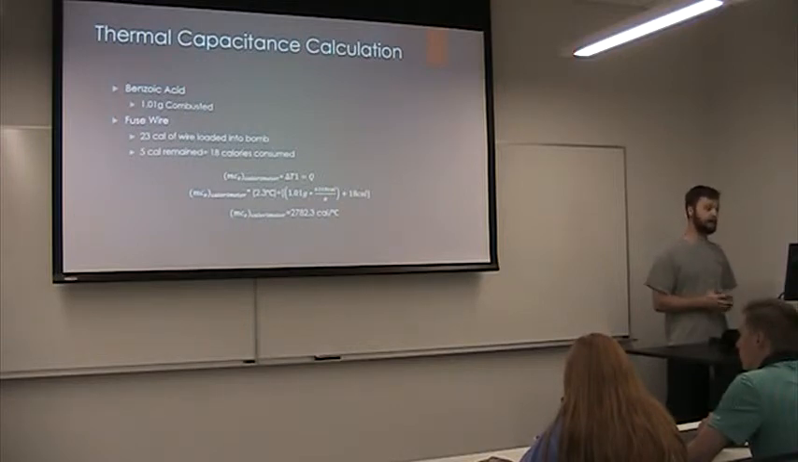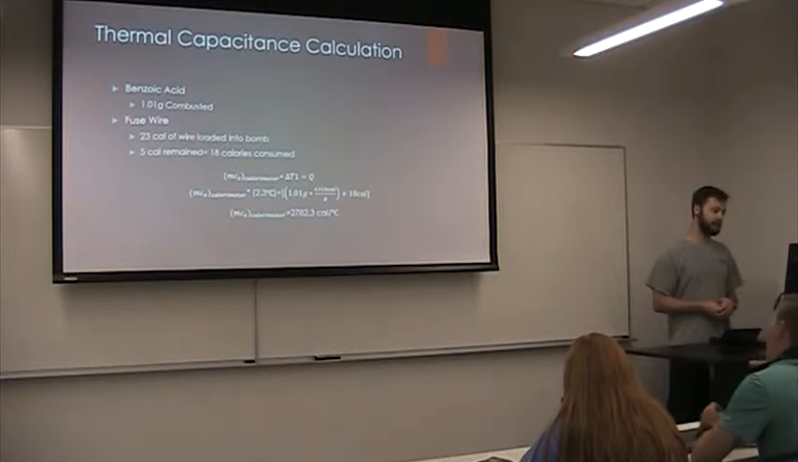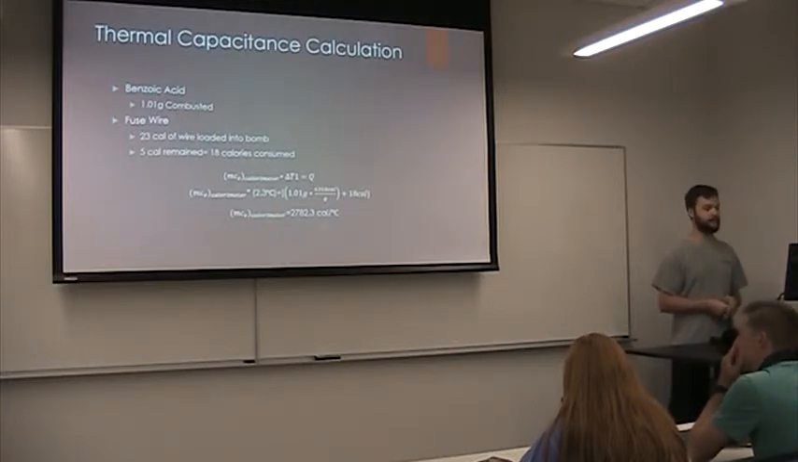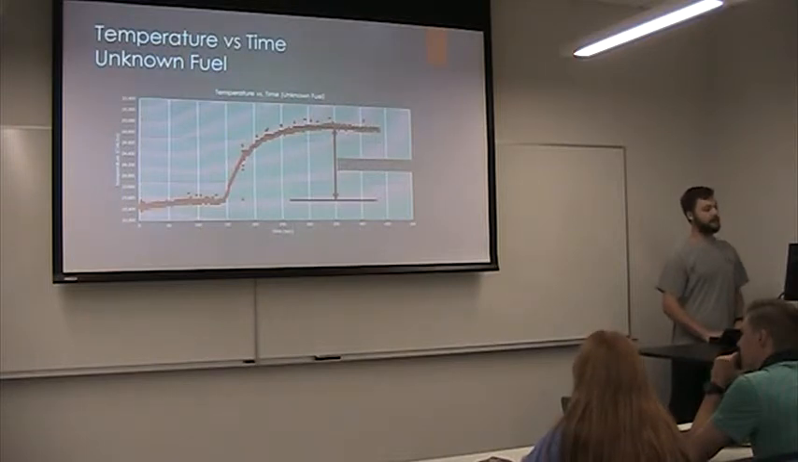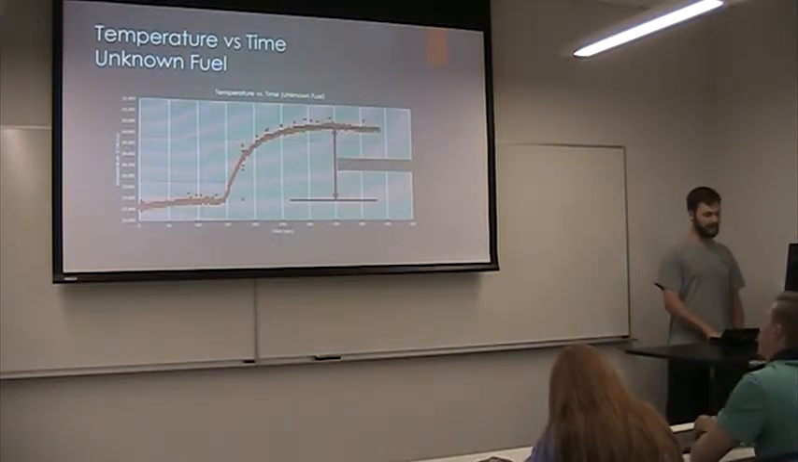We measured out 23 calories of wire that was loaded into the bomb. After the process, after the explosion, there were about 5 calories remaining, so we had 18 calories consumed. Plugging all those known values into our equation, I got a thermal capacitance of about 2,700 calories per degree Celsius for the benzoic acid. For the unknown fuel source, we did the same process.